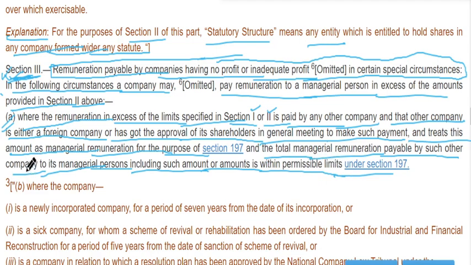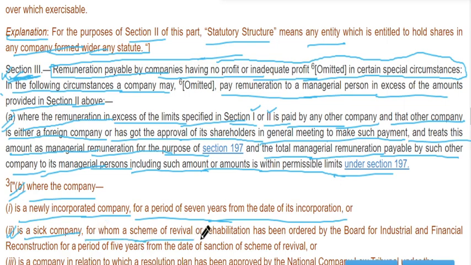Now let's see what is the second circumstance: where the company is a newly incorporated company, for a period of 7 years from the date of incorporation; where the company is a sick company for whom a scheme of revival or rehabilitation has been ordered by the Board for Industrial and Financial Reconstruction, for a period of 5 years from the date of sanction of the scheme of revival.